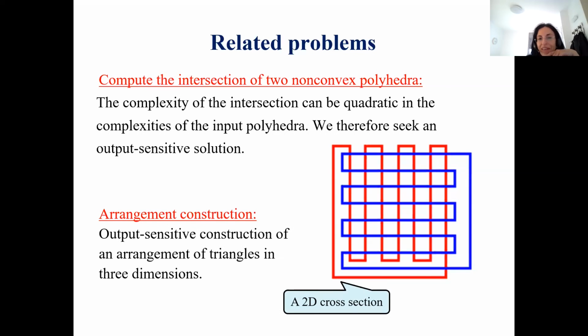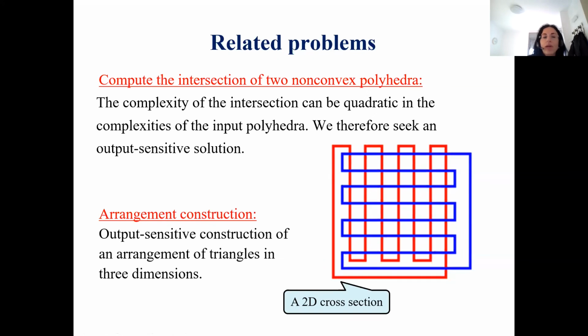Another useful application is computing the intersection of two non-convex polyhedra. We are given a red and a blue non-convex polyhedron in 3-space, and you would like to efficiently compute their intersection. Now, the complexity of their intersection might be quadratic. This is a 2-dimensional cross-section of two such polyhedra. What you can do is sweep this picture along the z-axis, and what you obtain is two polyhedra whose intersection complexity is on the order of n squared.